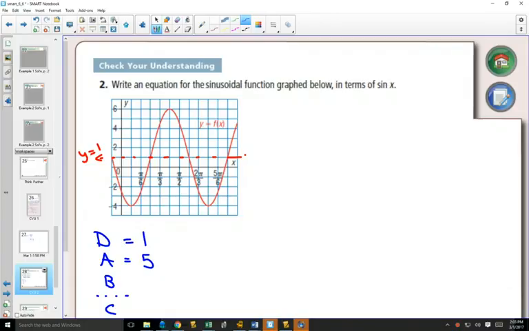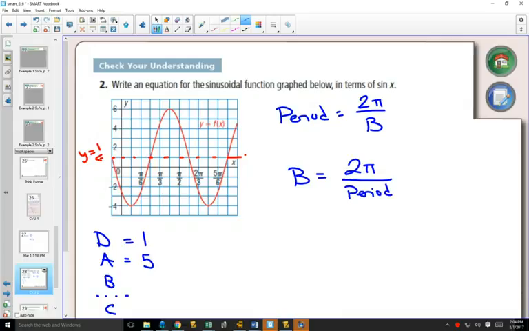Our B value came from, right, we could figure out our period because our period was always 2 pi over our B value. So we had this formula. Our period was equal to 2 pi divided by our B value. If you want to rearrange this formula so that B was by itself, you'd have to multiply both sides by B and then divide both sides by the period. Your B value is going to be 2 pi divided by your period.